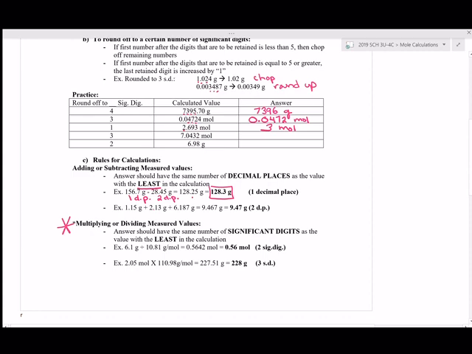1.15 grams plus 2.13 grams plus 6.187 grams. We've got 2 decimal places, 2 decimal places, and 3 decimal places. So hopefully you are recognizing that your answer is allowed 2, because that is the least number of decimal places.